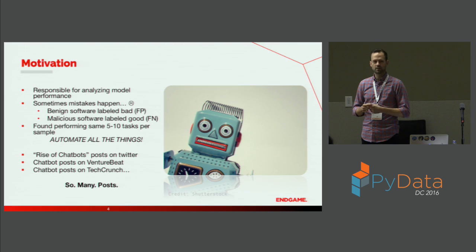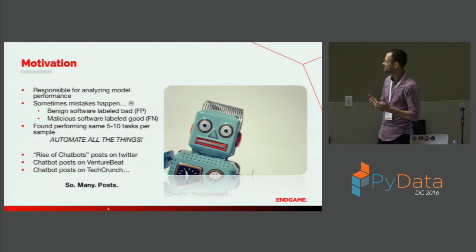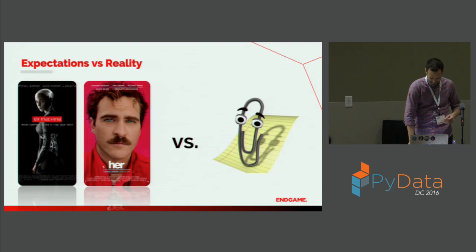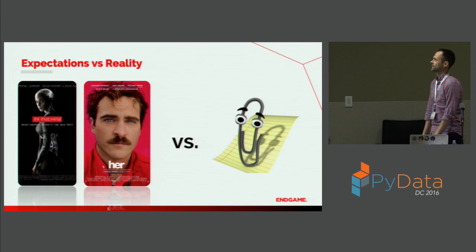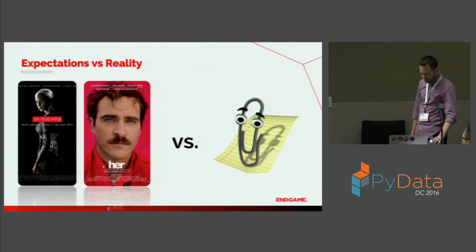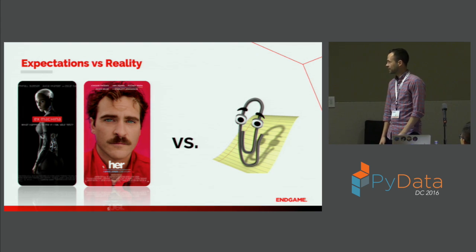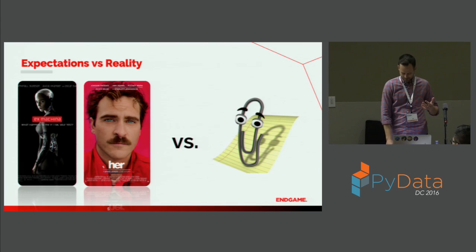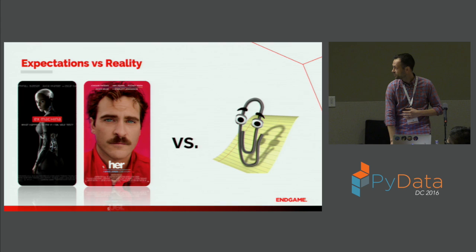There were posts every day on VentureBeat, 3 or 4 times a day on TechCrunch, CNN. The Washington Post had an article about why you should care about chatbots, and I'm like, I guess I should probably care about chatbots. That's the moral of the story. So I decided I was going to build one, and had grand visions of building Jarvis 2.0 from Iron Man. But in the back of my mind was, oh God, I'm going to create Clippy 2.0 and everybody will hate me. So setting those expectations became paramount moving forward.